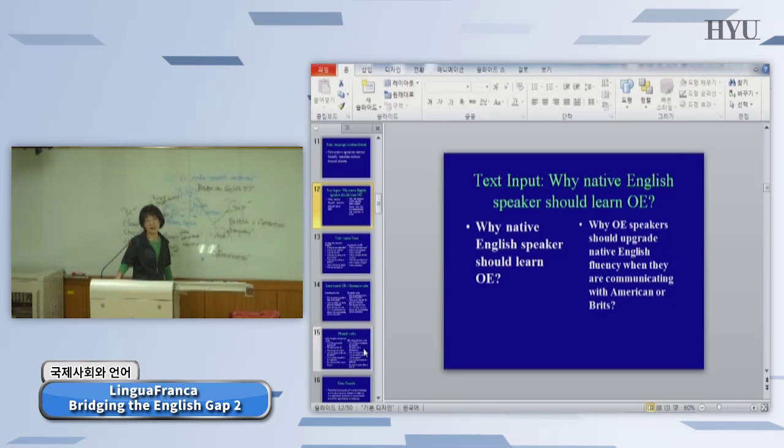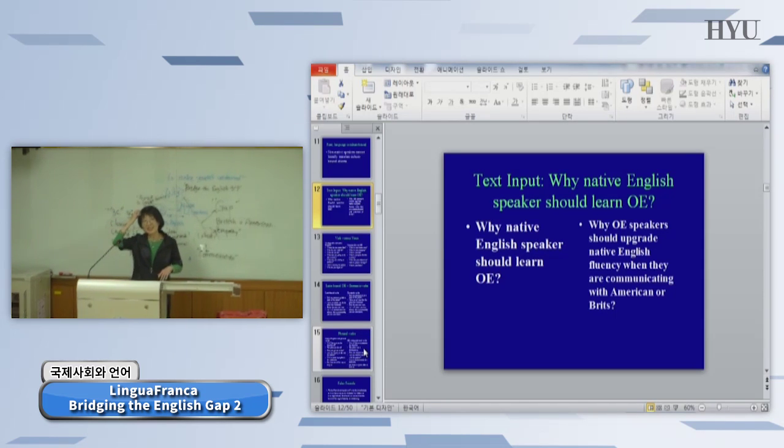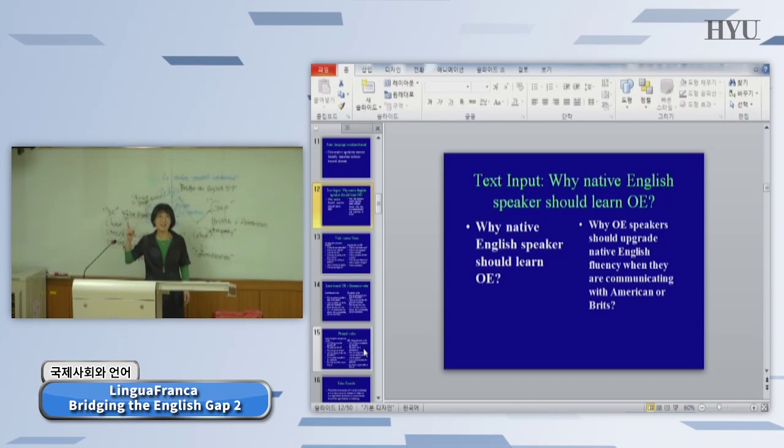Why should native English speakers learn offshore English, and why should offshore English speakers upgrade to native English fluency when they are communicating with the American Brits? So when it talks about the need for standard English, the case is clear. So we need to speak standard English.